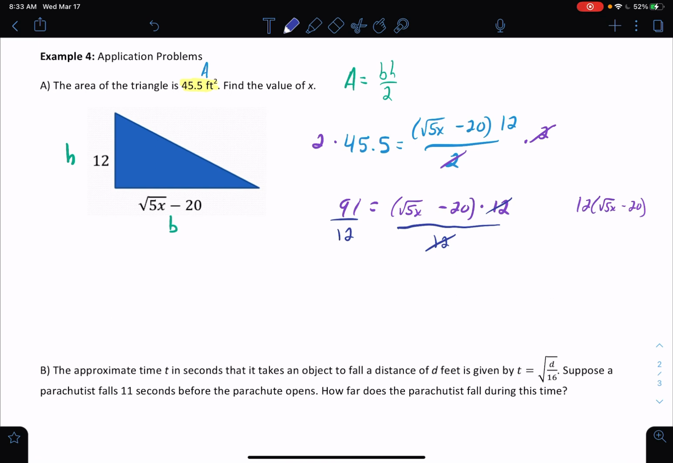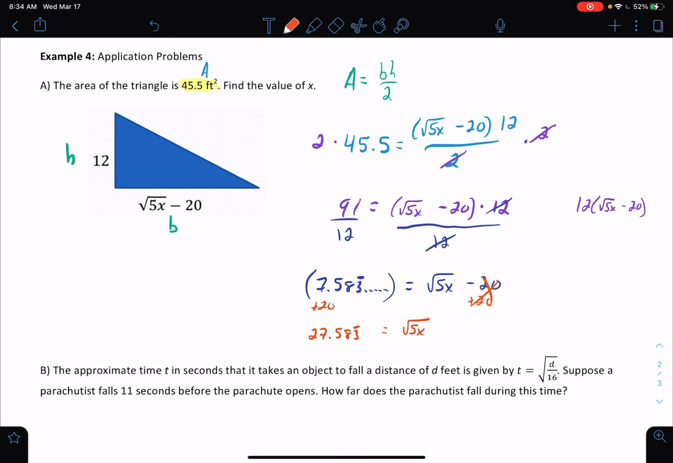All right, so 91 divided by 12 is going to give me a messy number, 7.583, 3 repeating, actually. And that's going to equal the square root of 5x minus 20. So now I'm going to add 20 to both sides. So if I add 20 in my calculator, I get 27.583 repeating. This is going to equal the square root of 5x.